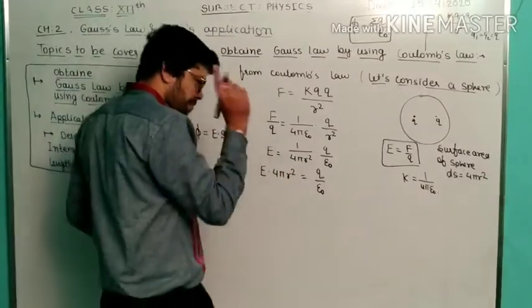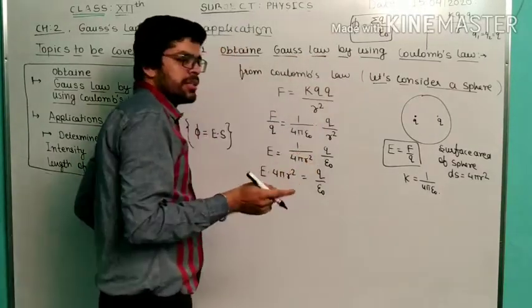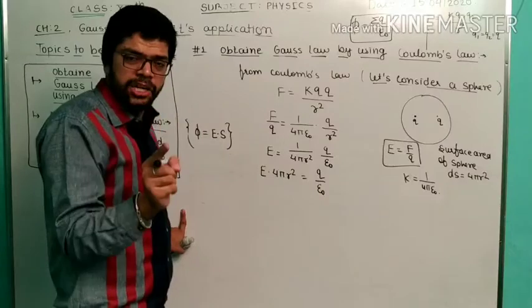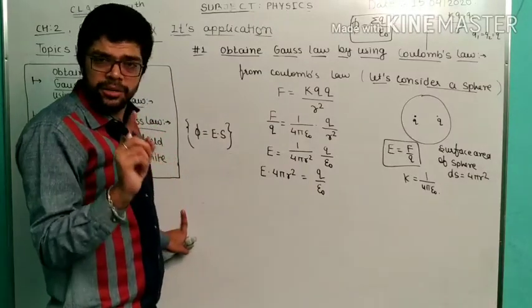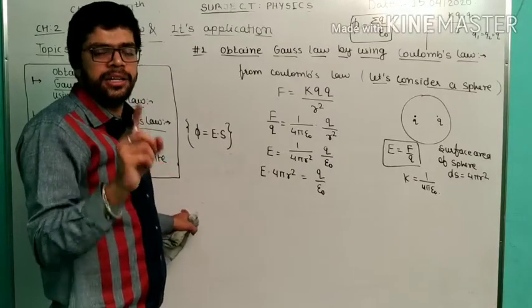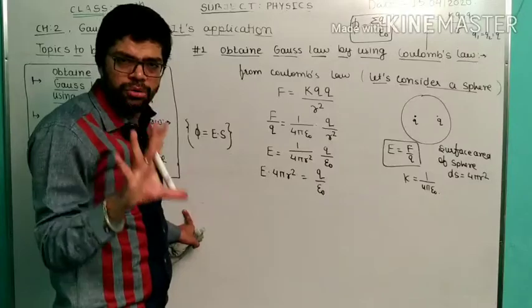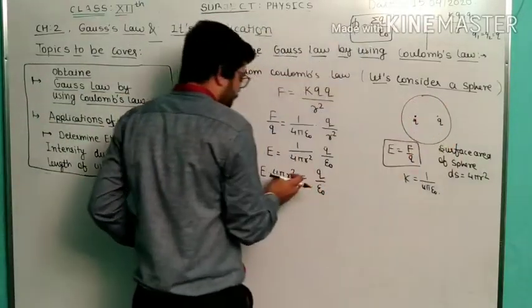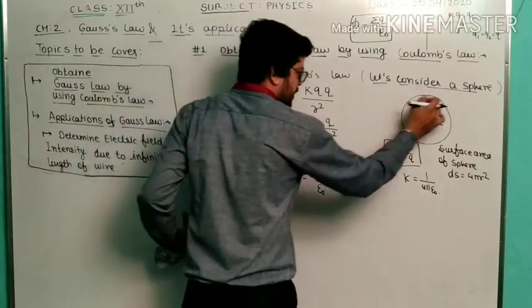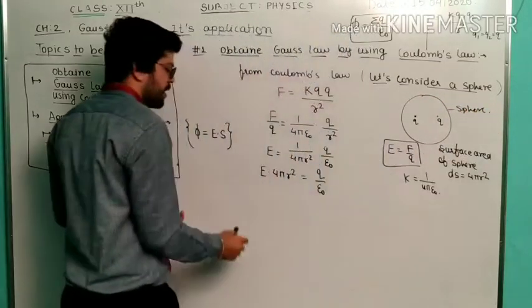And another thing I will also say: Gauss law never depends on the shape of the object. In the starting of the lecture I defined this. It does not depend on any shape. What does not depend? Gauss law. Gauss law is not going to depend on the shape and size of the object. It only requires a closed surface. That's why, according to my convenience, I have taken 4 pi r square, which is given. That's why I consider the sphere. So hopefully you understood this.